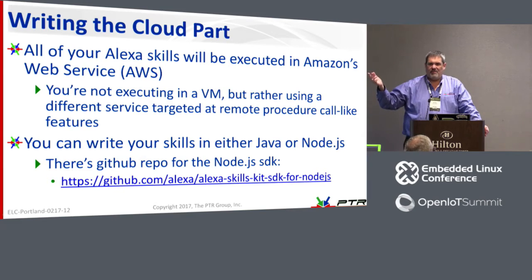I'm going to go up into the Amazon cloud. It doesn't run a VM. It runs one of their new services, which is basically a remote procedure call-like service. And you'll develop this remote procedure call up in the cloud. You'll test it up in the cloud. It will then connect to your device, and you'll go ahead and implement that as a skill. So fortunately, there's a GitHub repo for all of this. You can go to the GitHub repo, download the skill development kit, and take a look at what it is built for.